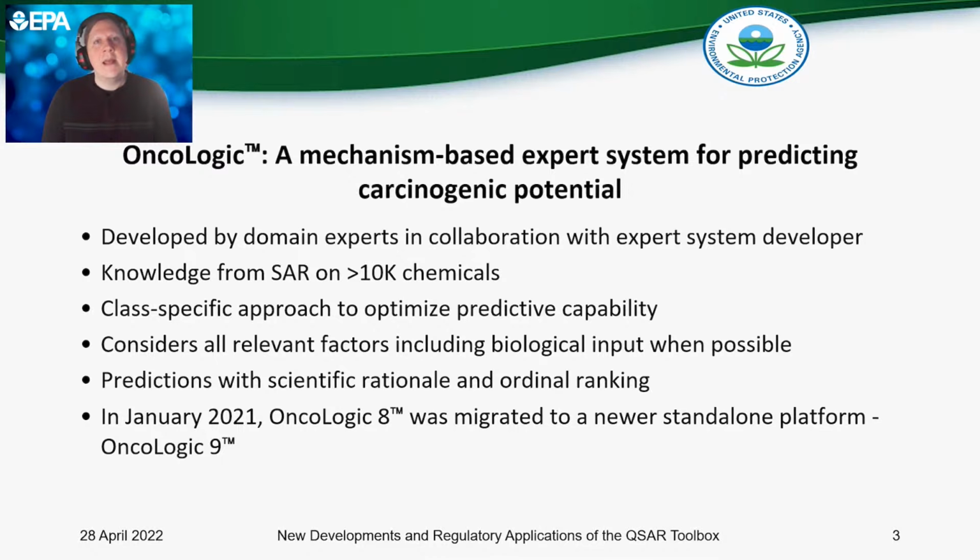What that means is that the rules for predicting cancer probability are different for an aldehyde versus an aromatic amine versus a sulfone. It considers all relevant factors, including biological input when possible, and that's going to be part of what my colleague Dr. Ricoeur covers later. So it's not just structural information, it's also bioassay information, can go into the predictions. The resulting report provides both a detailed scientific rationale and an ordinal ranking from low to high concern.